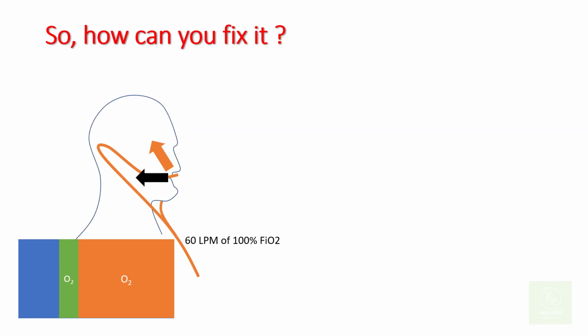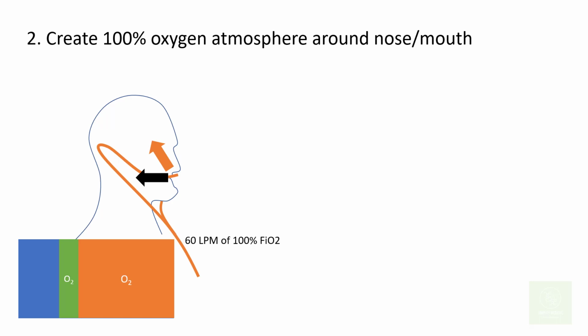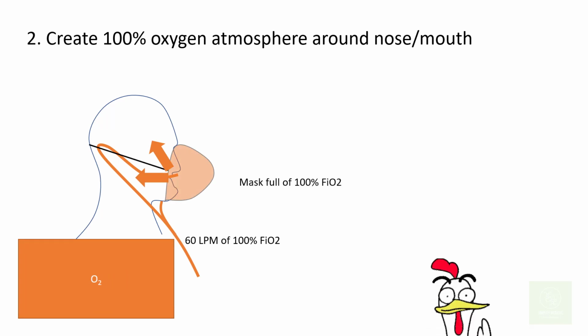So how can you fix it? Well, you can create a 100% oxygen atmosphere around your nose and mouth, and when you do that, you can breathe through the mouth and still get 100% oxygen.